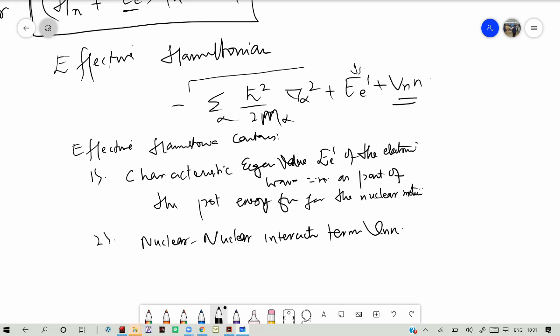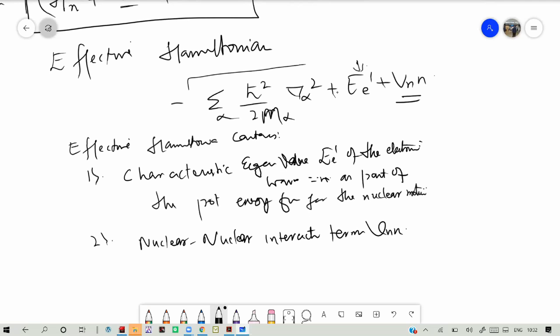Thus we can say that the Born-Oppenheimer approximation helps us to solve the complete molecular wave equation. How? Number one, the electronic state of a molecule, that means the contribution from the electrons, is solved. Just see this Hamiltonian. I am repeating this effective Hamiltonian. This becomes the kinetic energy part for the nucleus. This is a nuclear interaction.